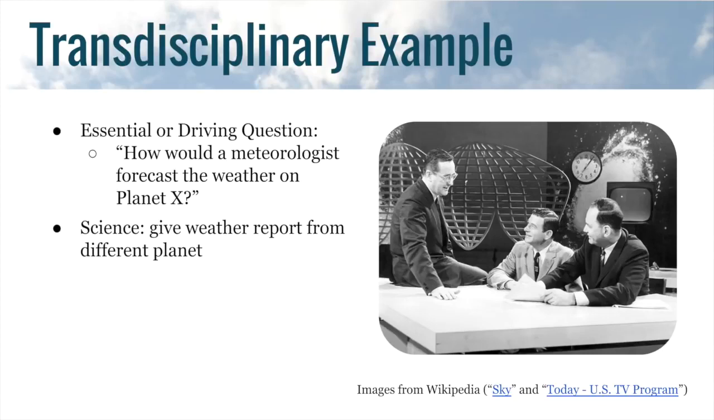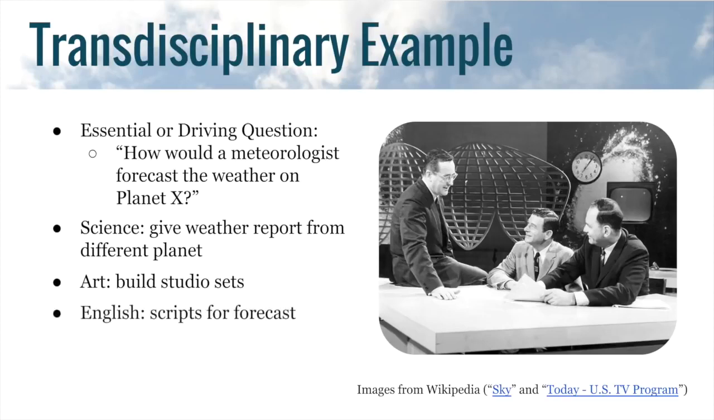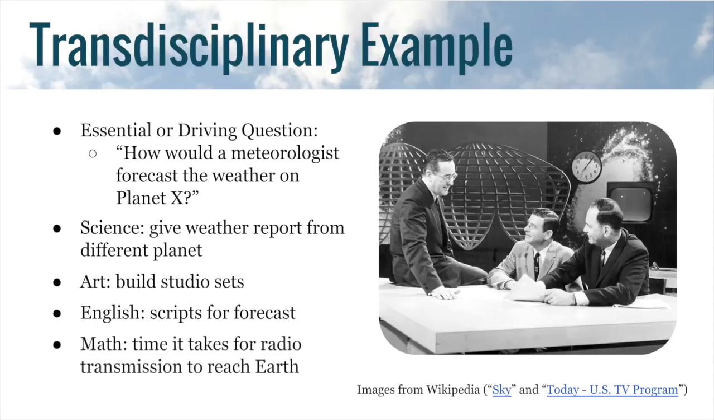In science, students would give a weather report from a different planet. They would need to learn how people predict the weather and imagine what it would be like to live on another planet. In art, students would build studio sets for the weather forecasts. In English, students would write out the script for the forecasts, and in math, they would find out how much time it would take for radio transmission to reach them from Earth. All of these learning opportunities from different disciplines help answer the real-world project-based essential question.